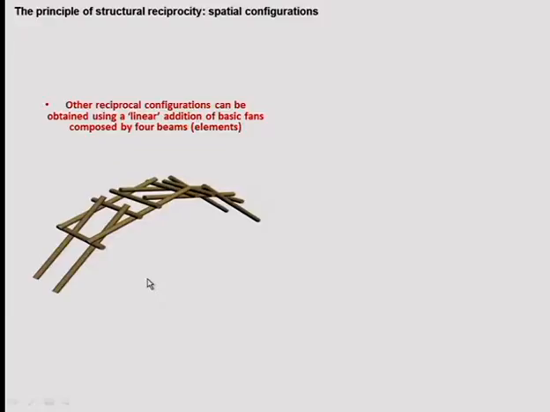Look at this other example here. In this example, we've got one main curvature. So we're not developing a surface like a dome, but it's more a bridge-like structure.